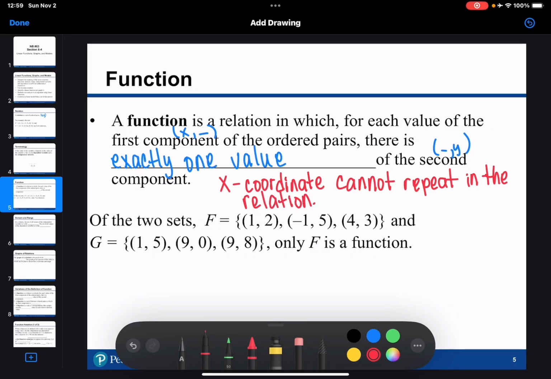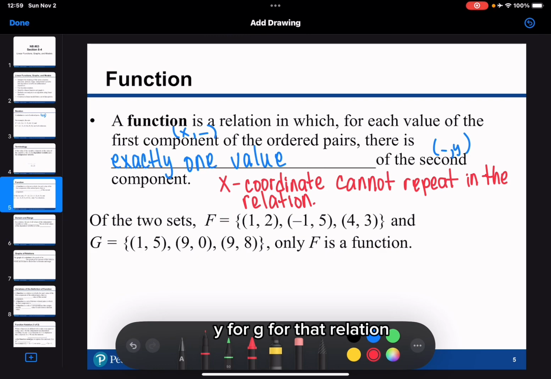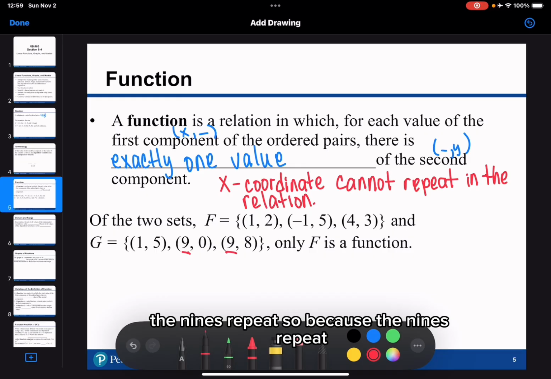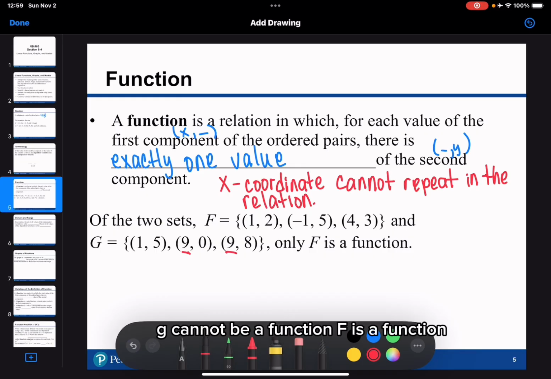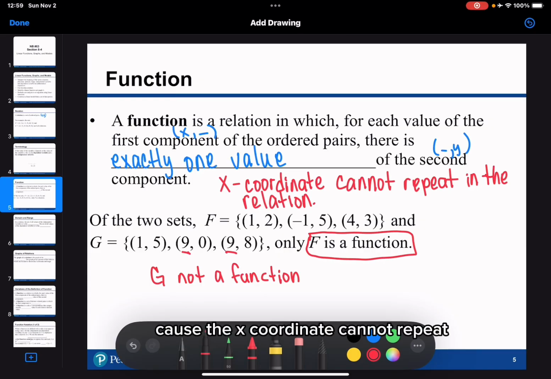So if you notice, f has exactly one value for x assigned to the second component y. For g, for that relation, the 9s repeat. So because the 9s repeat, g cannot be a function. f is a function, and g is not a function, because the x coordinate cannot repeat.